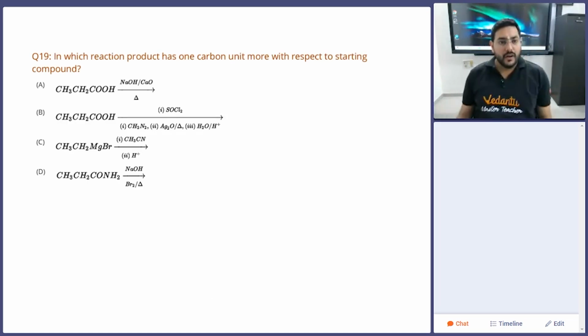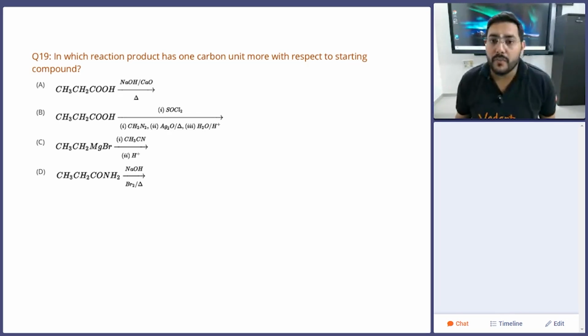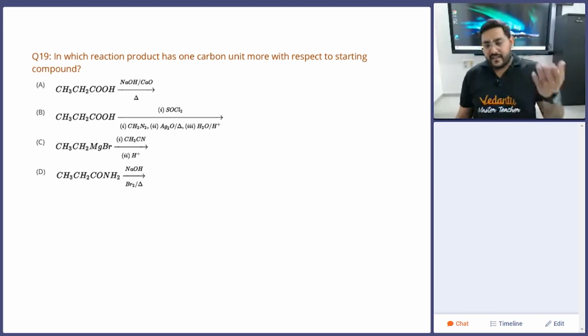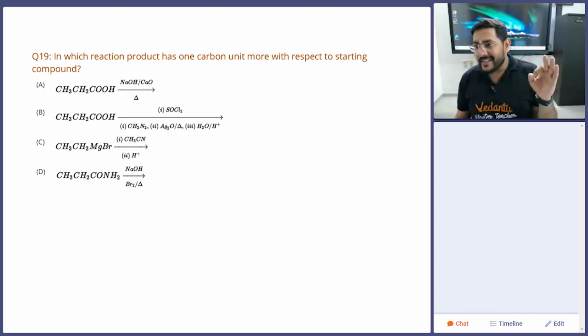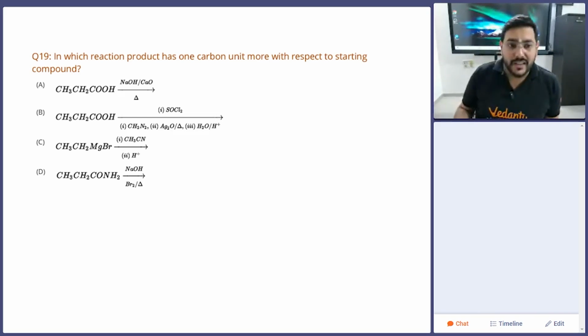Okay, in which of the following reactions does the product have 1 carbon unit more with respect to the starting compound? First, that's simple. Why? Because that is called decarboxylation. NaOH and calcium oxide under heating will perform decarboxylation. So the first product that we are going to obtain is CH3-CH3, that is ethane.